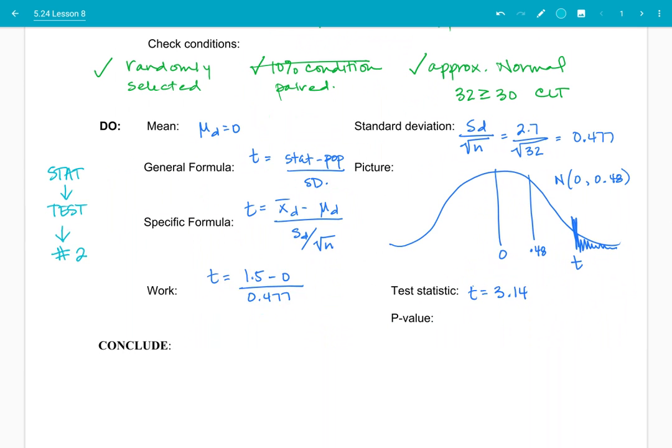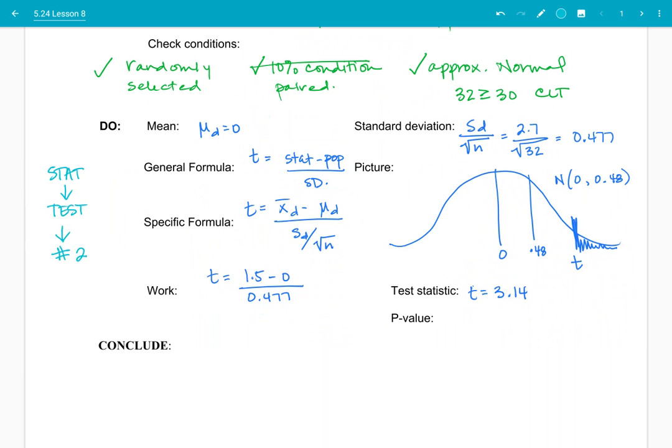Standard deviation of our original sample was 2.7. That's what they told us. And there was a sample size of 32. Remember, you don't type in the adjusted standard deviation. You type in the original standard deviation of that single sample, because the calculator will do the adjustments when it does the whole thing.